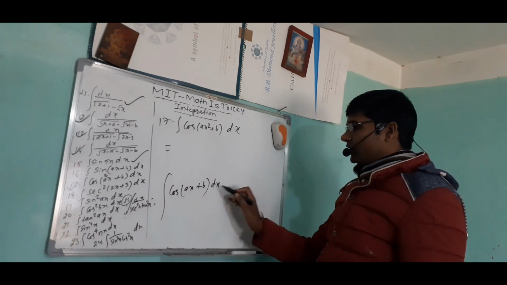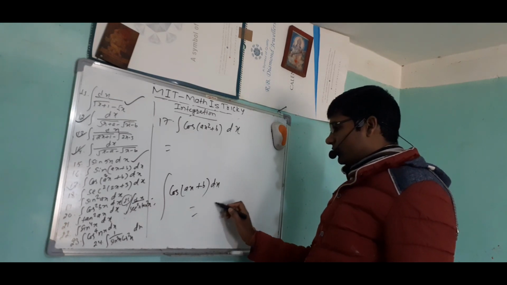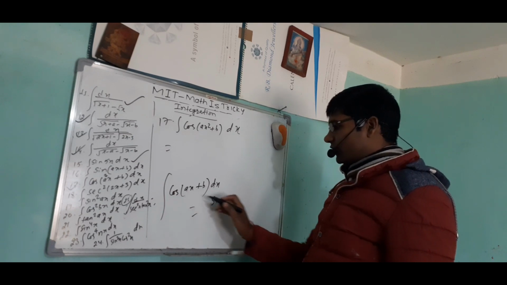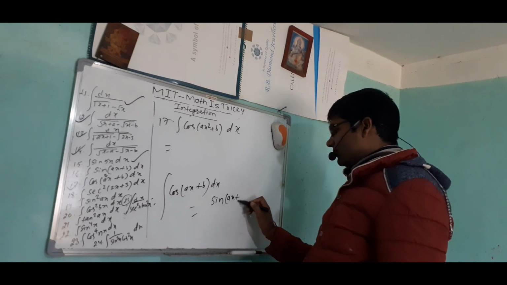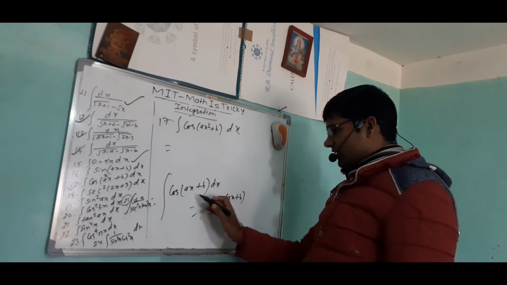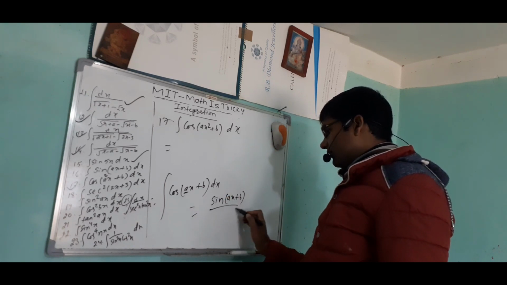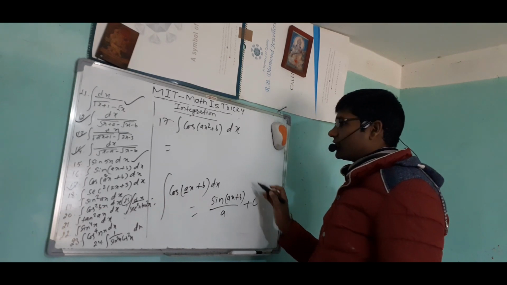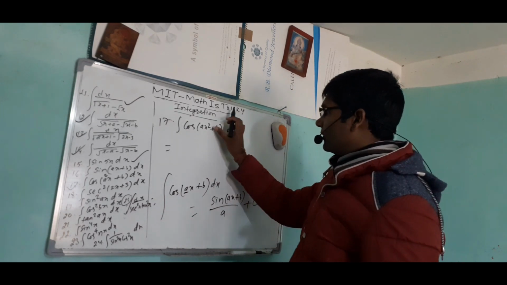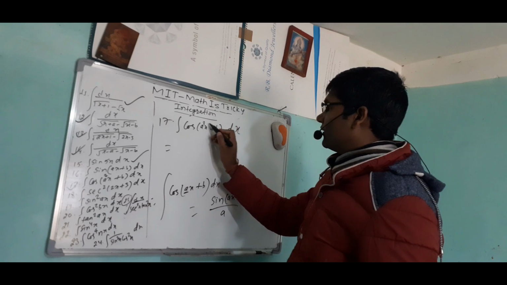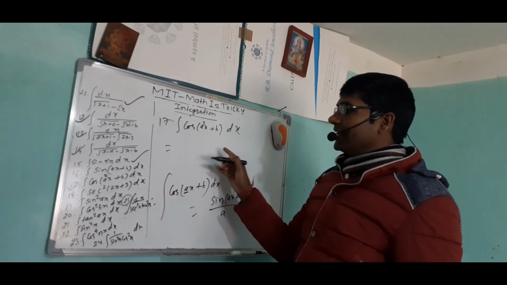So the formula here: according to the formula, the integration of sin(ax + b) is, but that a will divide, it will be -cos(ax + b)/a + c. That is the answer.